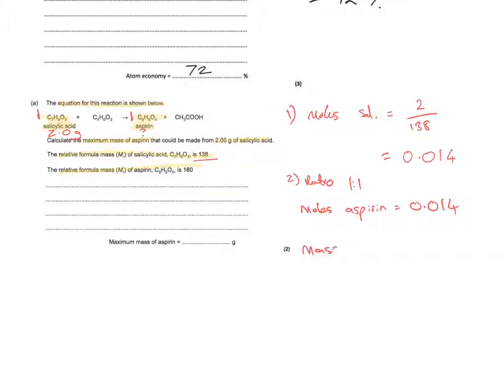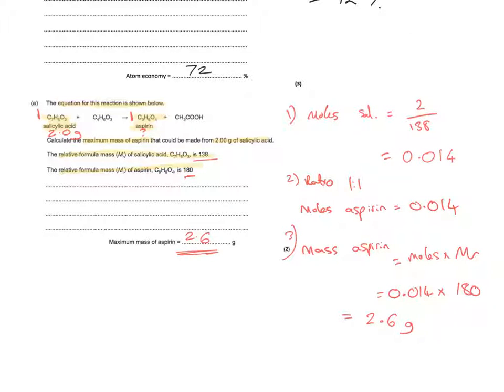Final step, the mass of aspirin is moles times Mr, which equals 0.014 times by the Mr given is 180. And it gives you an answer of 2.6 grams.